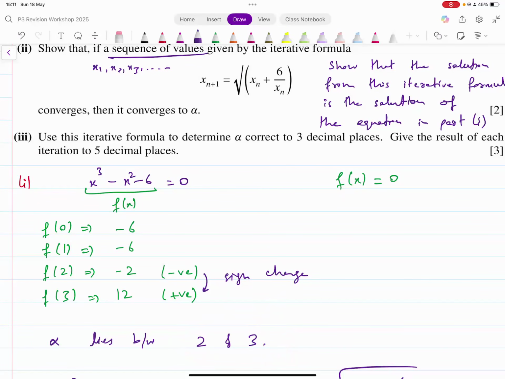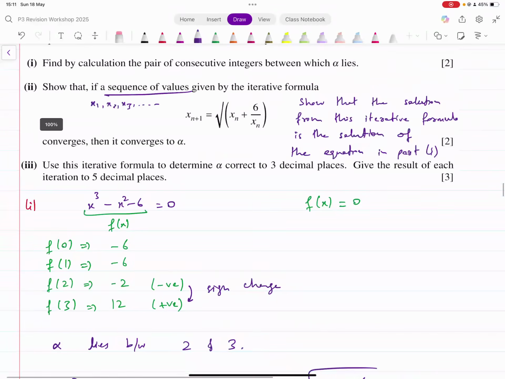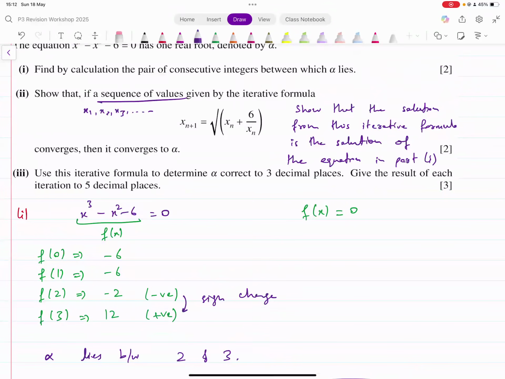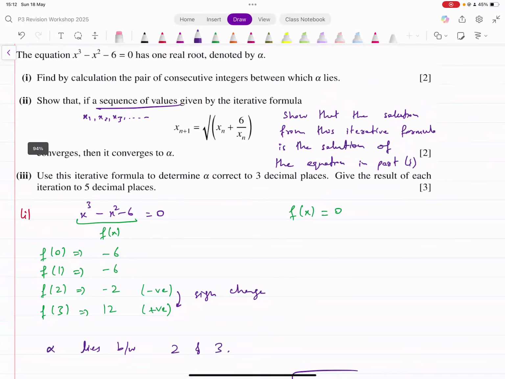So that's the value of alpha that we are getting, that alpha lies between these two consecutive integers. In this case, they did not tell you which numbers the solution lies between. You had to figure that out yourself. Consecutive integers. So you just try inputting consecutive integers. Start with 0, for instance. That gives you minus 6, minus 6, minus 2, 12. When the sign changes, that means that's where the solution is going to lie. Solution lies between these two cases. So that's x equals 2 and x equals 3. It lies between 2 and 3 in this case.